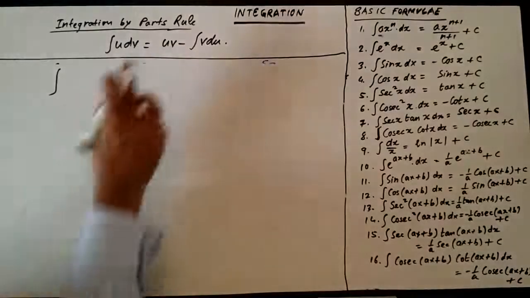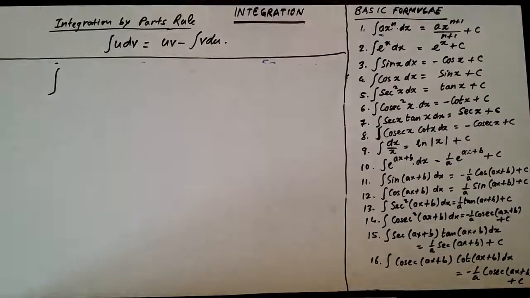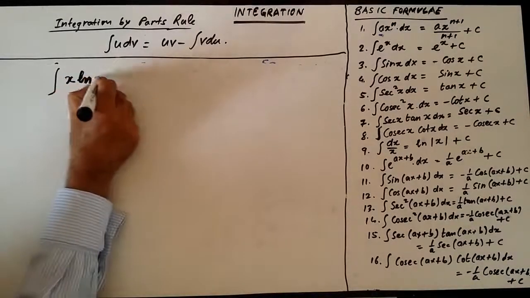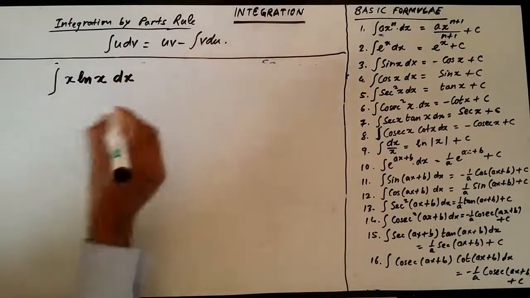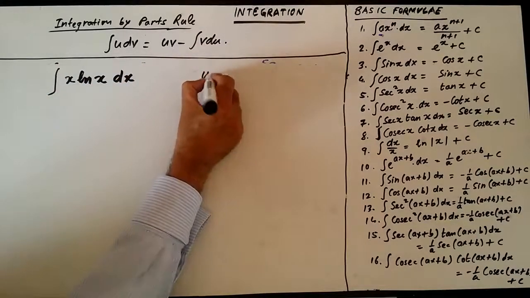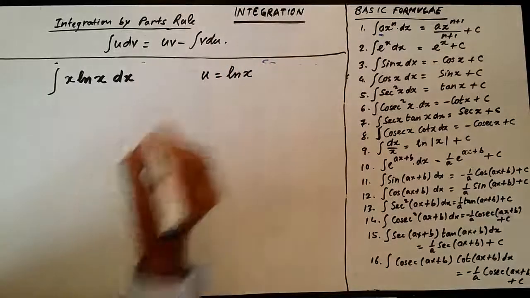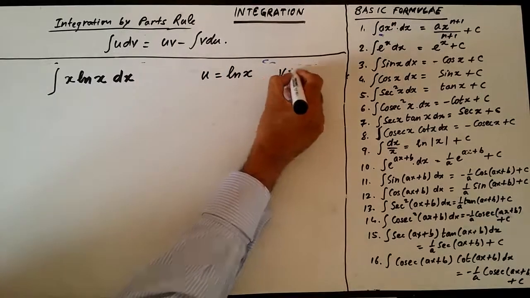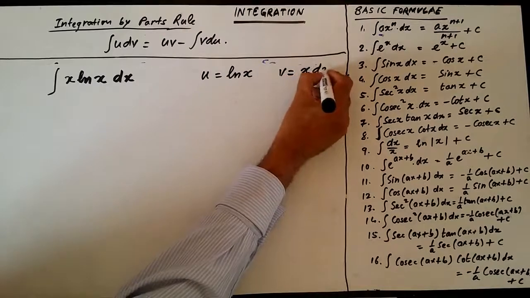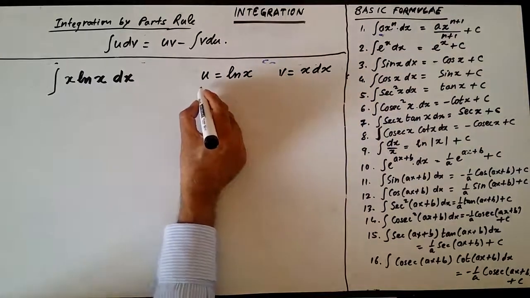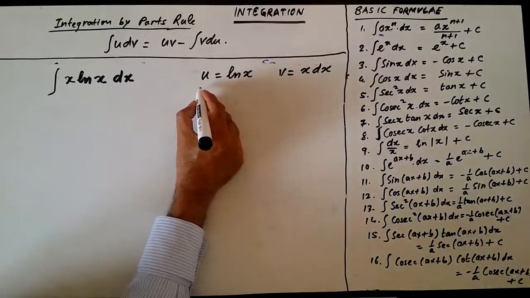Let's solve one problem on integration by parts. Integration of, say, x ln of x dx. So the first part will be u, which is ln of x, that is a logarithmic part, and the second part v will be equal to x dx. So we are going to take dv is equal to x.